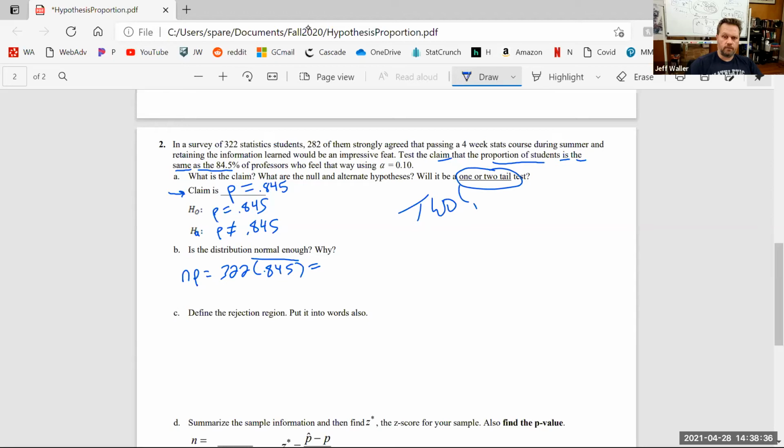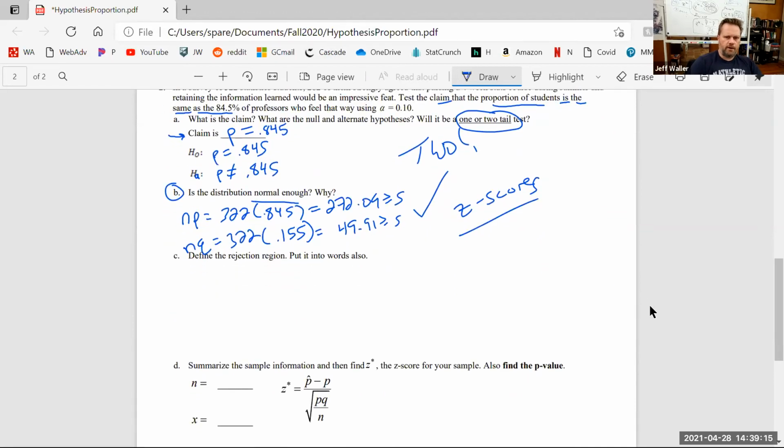So the z-score would be 1.645. Wait a minute. We're still in part B. Oh, yeah. So what's np? Somebody help me out. I got 272.09. And that's at least 5. And then nq. q must be 0.155, right? So that p and q together make 1. What do you get for that? 49.91. And that's at least 5. Check! So we're allowed to use z-scores.